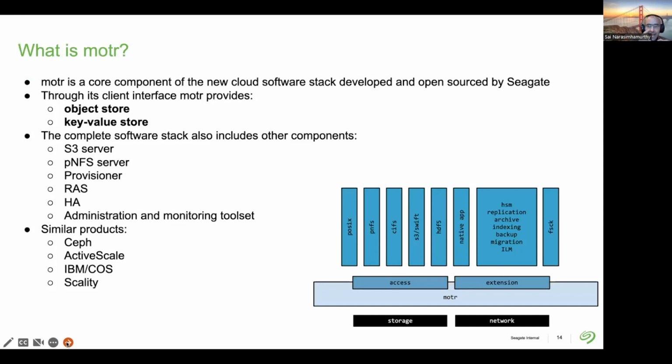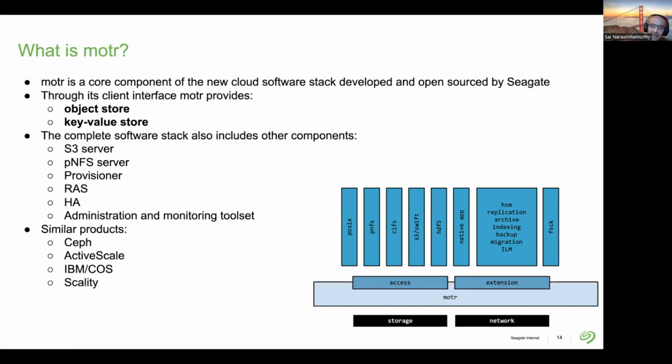And the stack consists of an access interface and an extension interface. The access interface is used to directly access and work with the objects and the key value stores. And the extension interface is where you build your own third-party plugins on top of the interface, such as things like archiving, indexing, backup, migration. So those could all be extensions that you build on top of CORTX Motr.